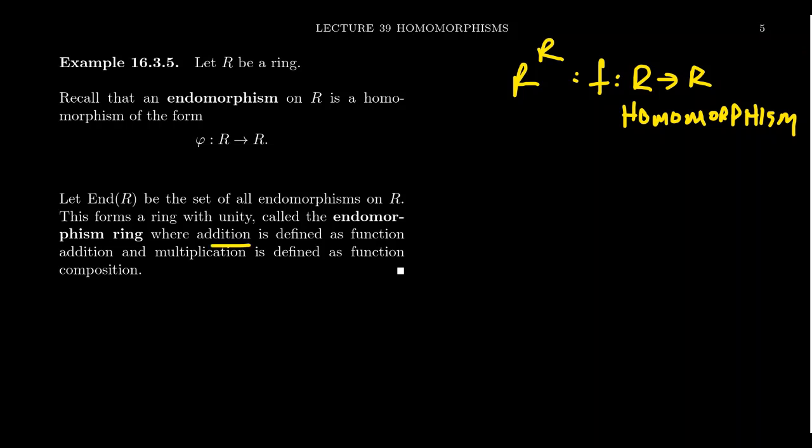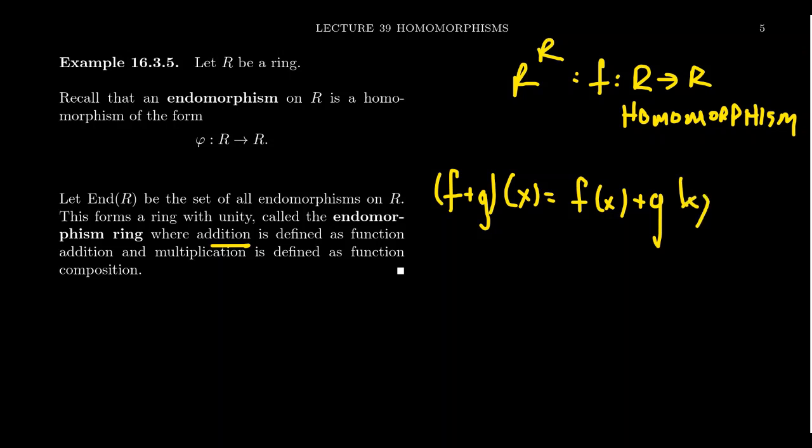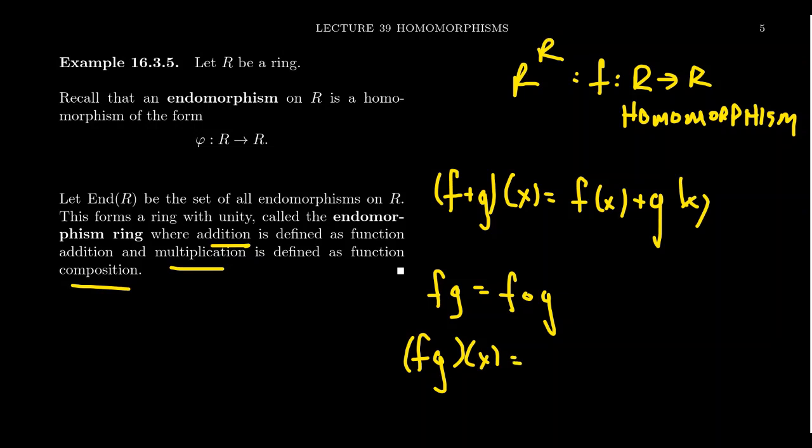Addition is going to be exactly what it was a moment ago. We define addition as just the usual function addition. So f plus g evaluated at x is still going to be f of x plus g of x. That part's the same. If you just look at the additive structure, the endomorphism ring of R and R to the R, the function ring, have exactly the same structure. With regard to multiplication, though, multiplication is going to be defined to be function composition. So f times g is equal to f composed with g. Therefore, f times g evaluated at x actually means f of g of x in the usual function composition sense. Because these are endomorphisms, the domain and the codomain are exactly the same. So if I take any two endomorphisms, I can always compose them together.